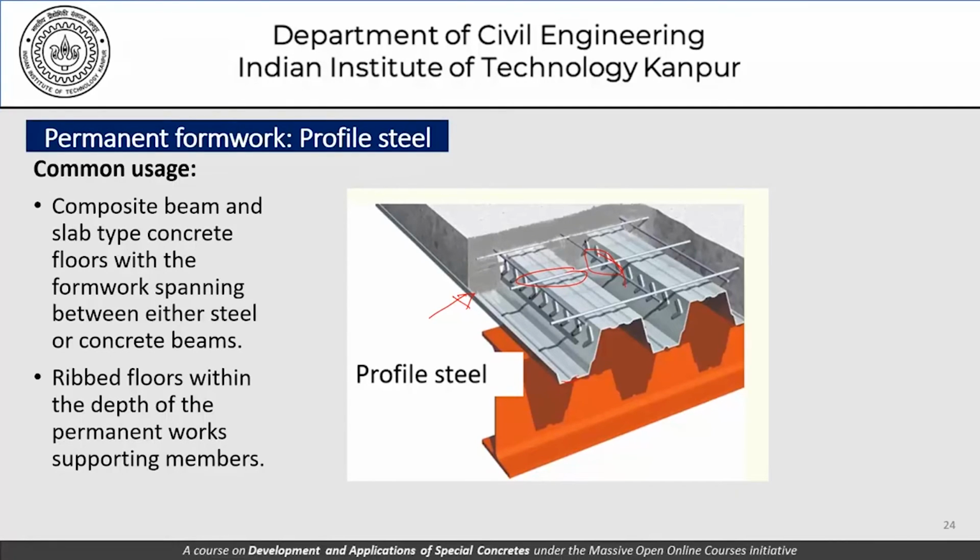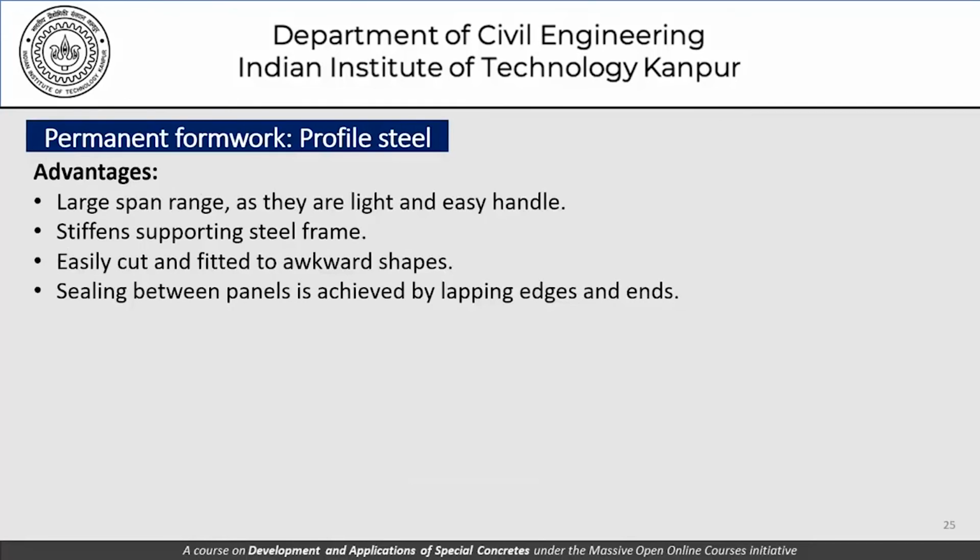As far as construction is concerned, we understand that this steel which becomes a part of the concrete construction adds to the durability of the steel in the near surface area. So basically the common usage, as is shown here, is composite beam and slab type floors with formwork spanning between either steel or concrete beams. That's what is shown here. Ribbed floors within the depth of the permanent form supports the members. The advantages of using profile steel as permanent formwork are listed here.